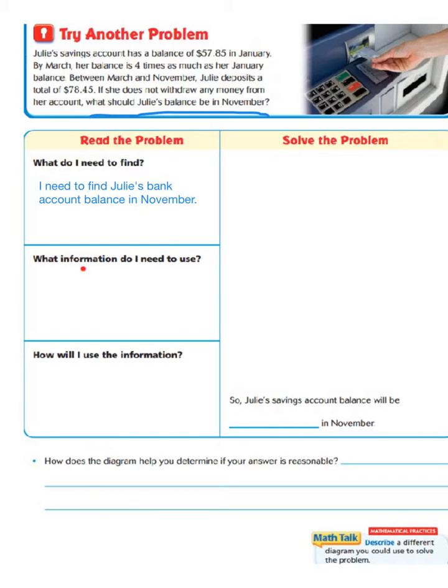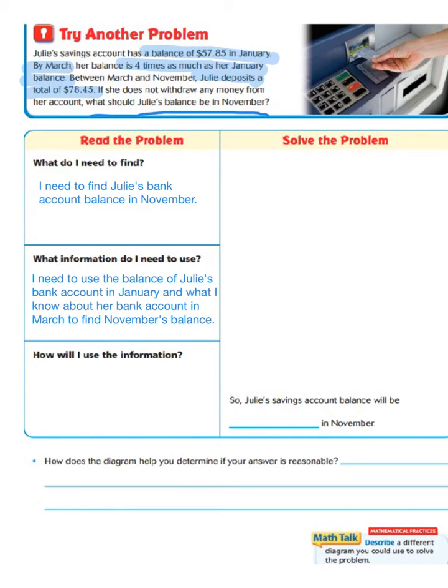So next it asks, what information do I need to use? Well, let's look back up at our word problem. Julie's savings account has a balance of $57.85 in January, so that is one piece of information that we need to use. Then by March, her balance is 4 times as much as her January balance, so that's probably another piece of information we need to use. And then between March and November, Julie deposits a total of $78.45. So let's take that information and put it into our box.